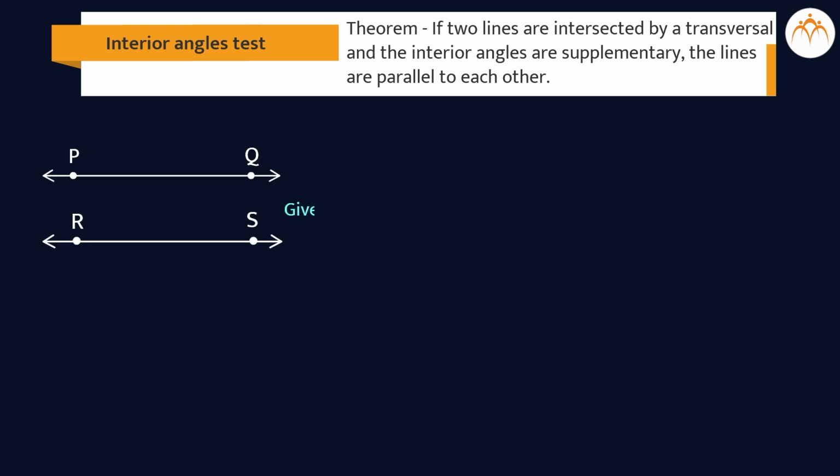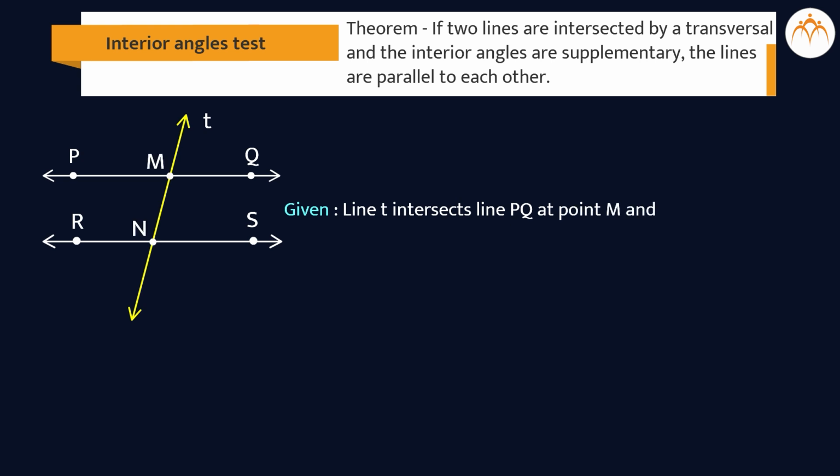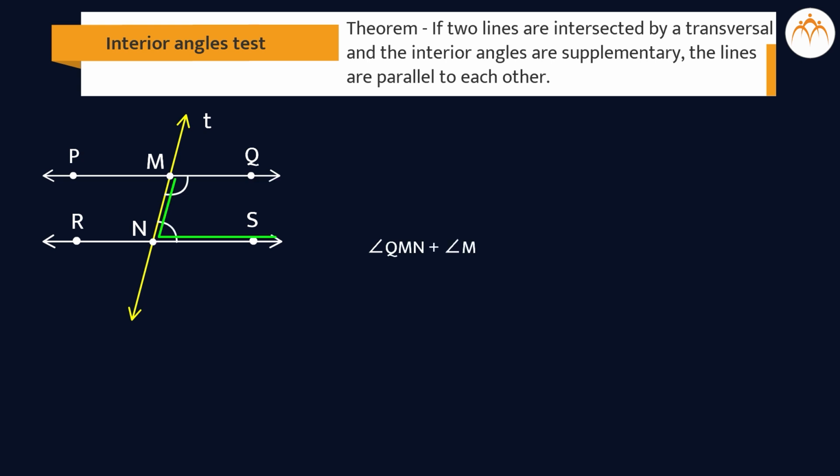each other. Given, line T intersects line PQ at point M and line RS at point N. Measure angle QMN plus measure angle MNS is equal to 180 degrees. To prove, line PQ is parallel to line RS.